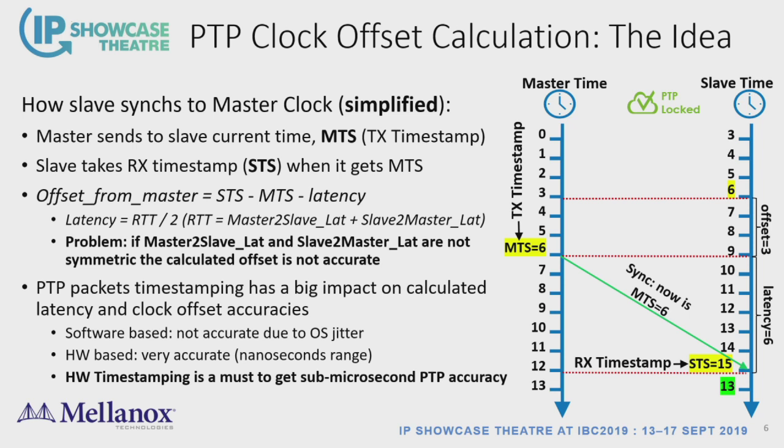PTP packets time stamping has a big impact on the calculated latency and calculated offset. There are two major types of time stamping. One is software-based. In software-based, the network stack or the application takes the timestamp of the transmission or reception of PTP packets. It is not accurate enough because of the software stack jitter. The second one is hardware-based time stamping of PTP packets. The PHY or MAC layer takes the timestamp, and the accuracy that can be achieved is very high, on the order of nanoseconds. It is important to emphasize, in order to achieve sub-microsecond accuracy in synchronization, hardware timestamping is a must.